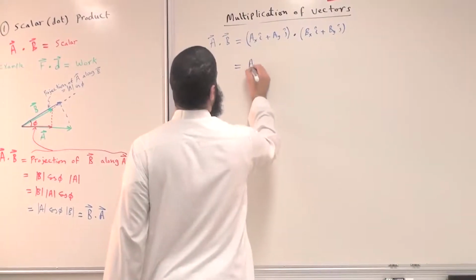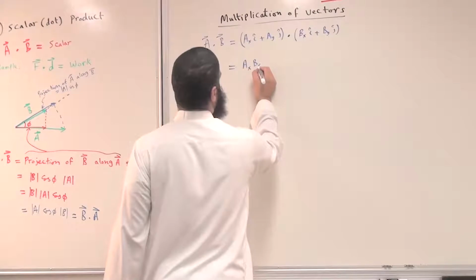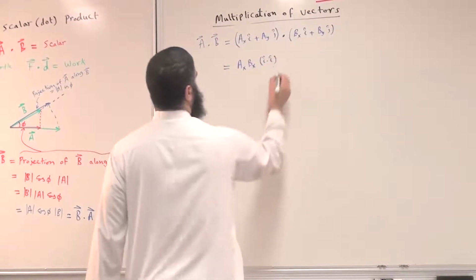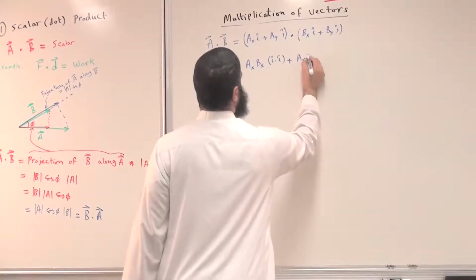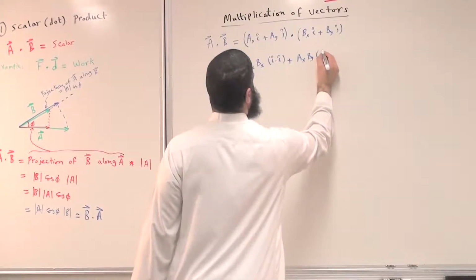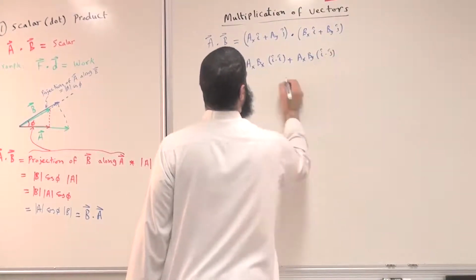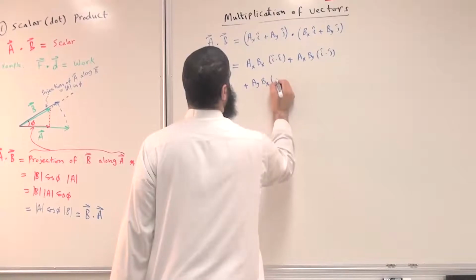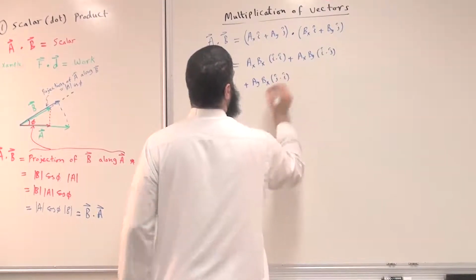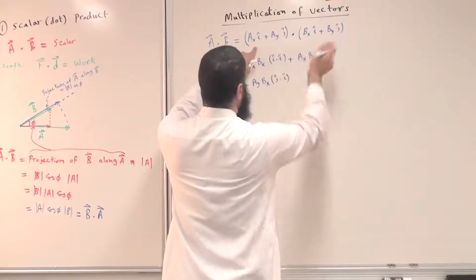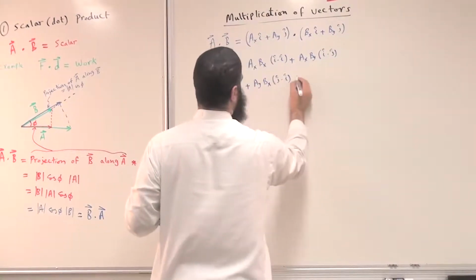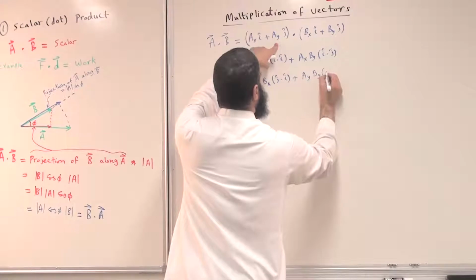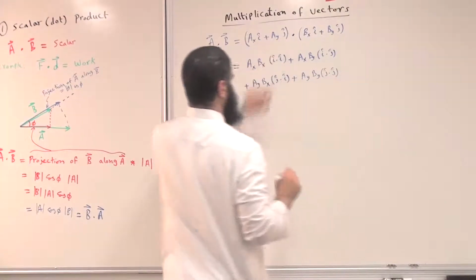Okay, so if we multiply these two, you will end up with the following. You have AX BX multiplied by i dot i, plus AX BY, then I have i dot j, plus AY BX, and here I have j dot i. I'll distribute the addition on the multiplication, and finally I'll end up with AY BY j dot j.